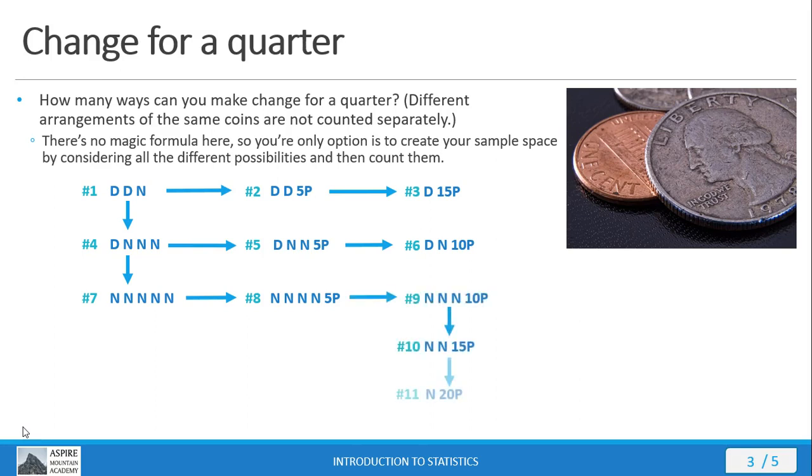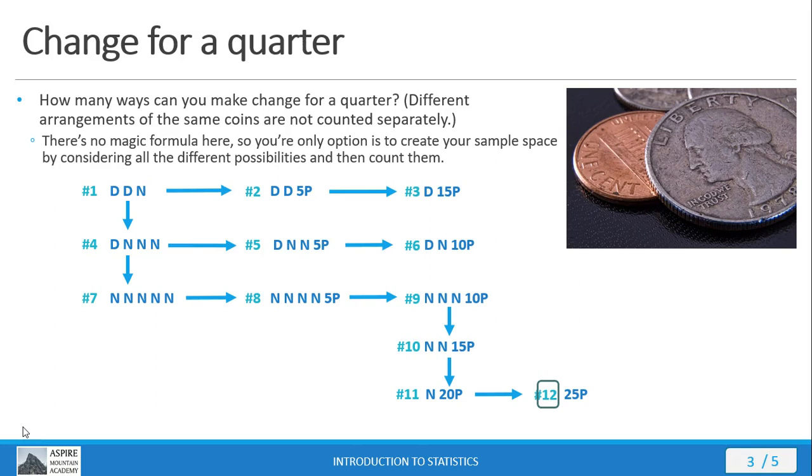And so eventually we find that we get 25 pennies. And so these are all the possible combinations, possible outcomes. And so we count them up. There's 12 of them altogether. So that's how many different ways we can make change for a quarter.